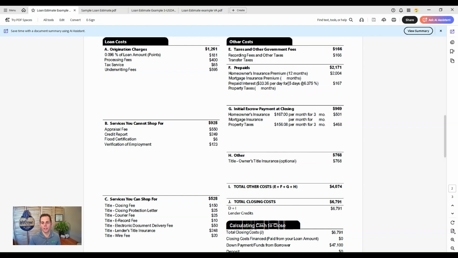But what's important is this number, the 5 days, because if we close towards the end of the month, that number in prepaid interest is smaller, right? We have 5 days at $33 a day, so it's $170. Let's say it was 15 days. Now you're talking $500 ish, probably. And these are direct closing costs.